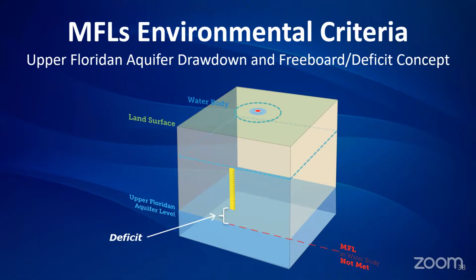Changes in the lake MFLs. Associated with that change from met to not met is that lowering of the upper Floridan aquifer level. And in this case, the upper Floridan aquifer level has been lowered so much that the lake MFL is no longer met. Freeboard has gone to 0 and lower, and now we depict the freeboard as no longer existing. And in fact, there's a deficit in the upper Floridan aquifer level. So if we were to implement a strategy to recover this MFL, which is no longer met, it would potentially involve the need to increase the upper Floridan aquifer level and eliminate that deficit.